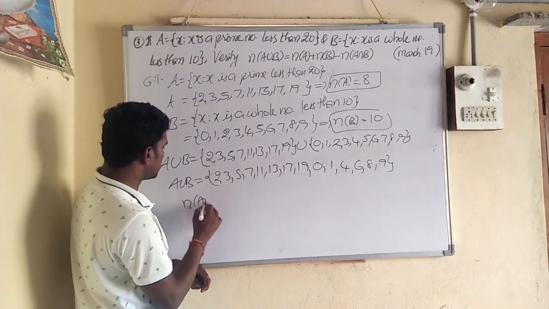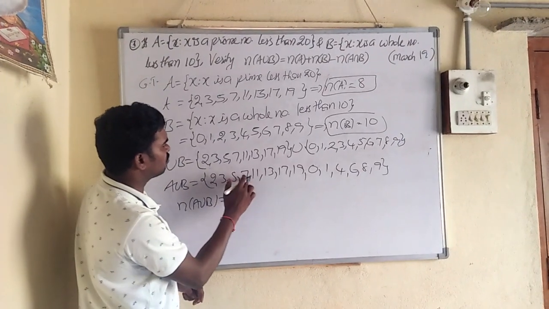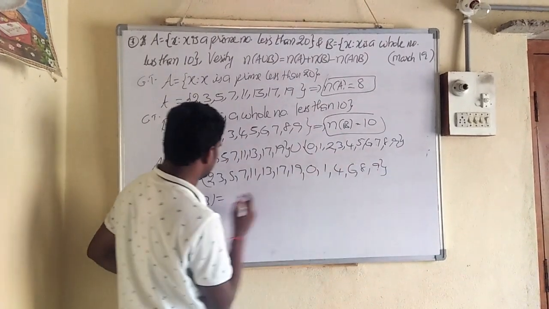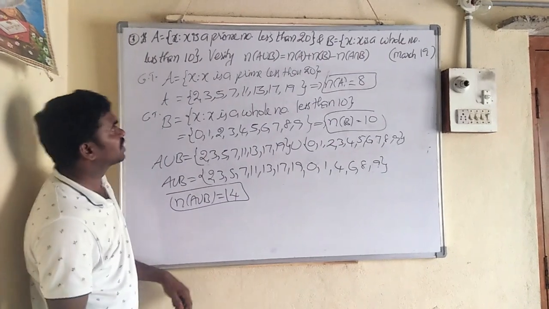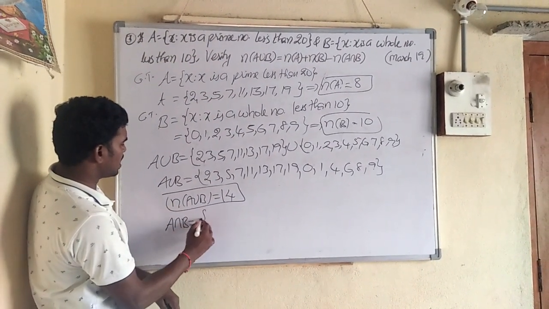So how many are there in A union B? Count 1, 2, 3, 4, 5, 6, 7, 8, 9, 10, 11, 12, 13, 14 are there. So n of A union B equals 14. Then next we want A intersection B. So write again A intersection B.